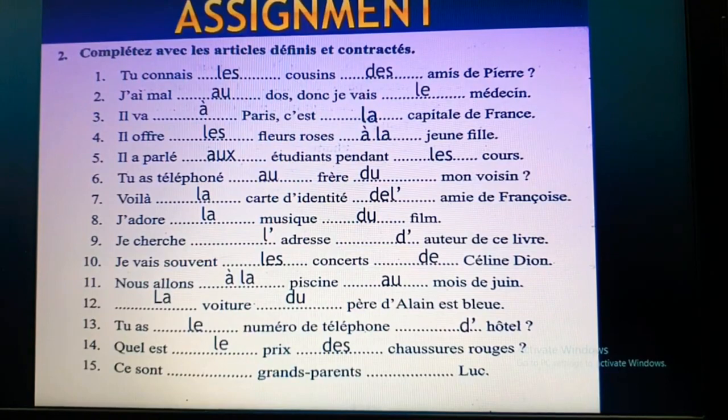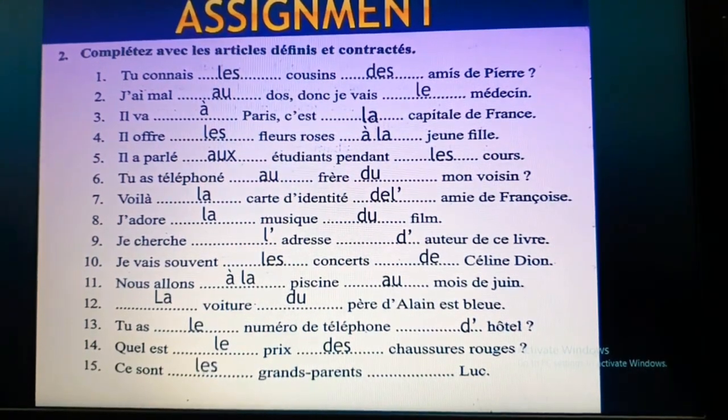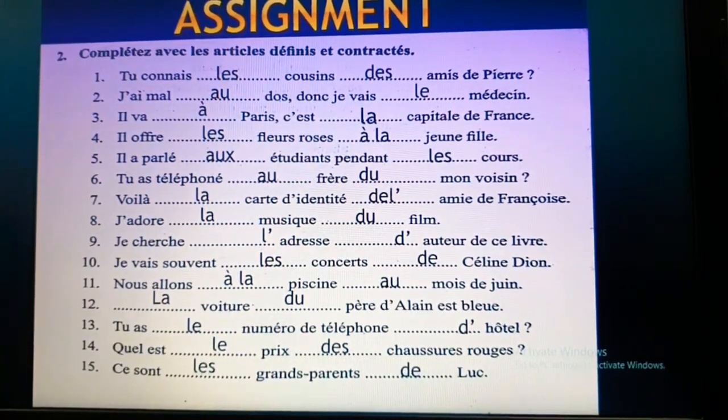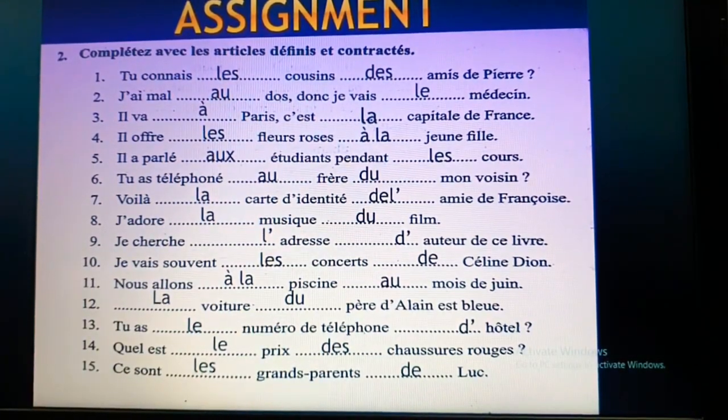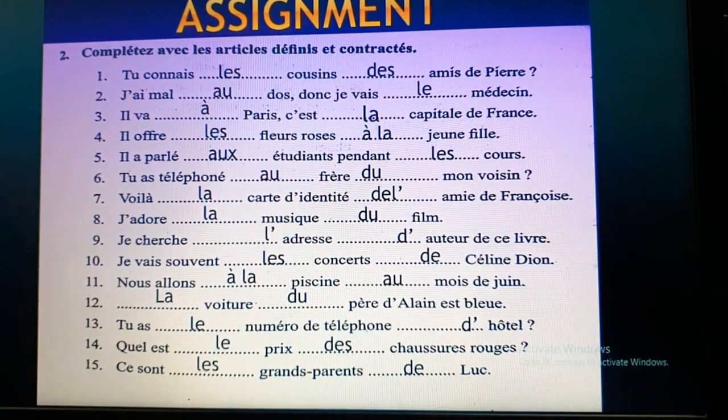Okay, ce sont dash grands-parents dash Luc. These are the grandparents of Luke. Again, Luke is a proper noun. That's right. We always put the neutral form of article contracté with the proper noun. That's right.